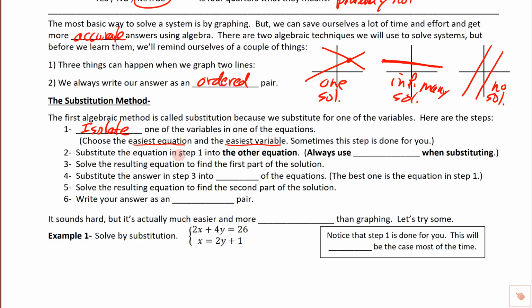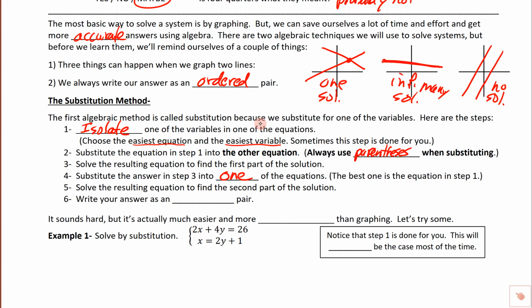The next thing we do is we substitute the equation in step one into the other equation. So you've got to make sure that you plug it into the other equation. Don't plug the equation back into itself. That's just like going around in circles. And always use parentheses when you're plugging things in, when you're substituting. So once we've plugged that in using parentheses, we solve the resulting equation to find the first part of the solution. So we're going to get part of the answer, and then we're going to take the answer that we got there, we're going to substitute it into one of the equations.